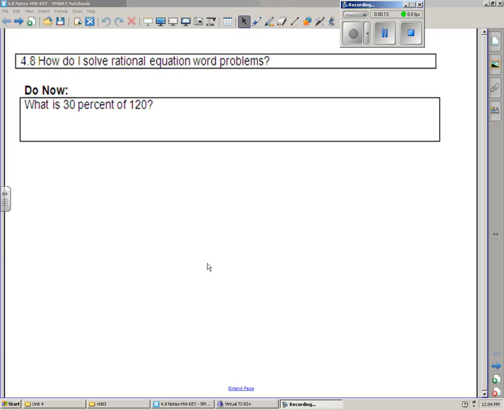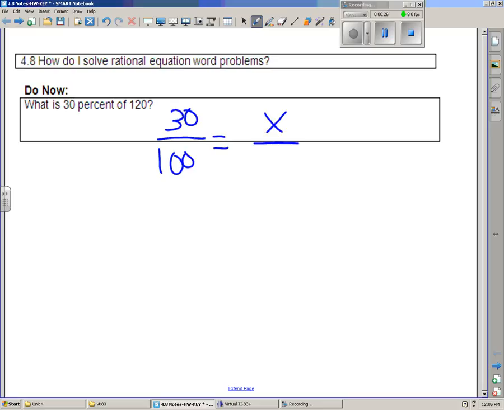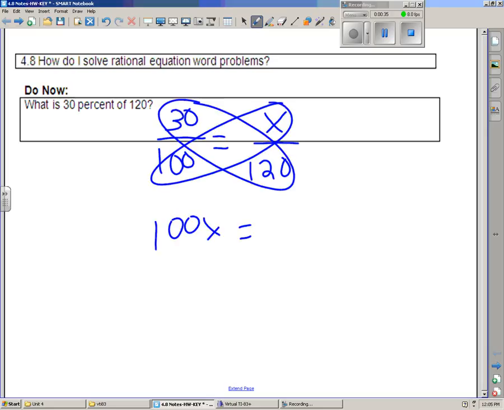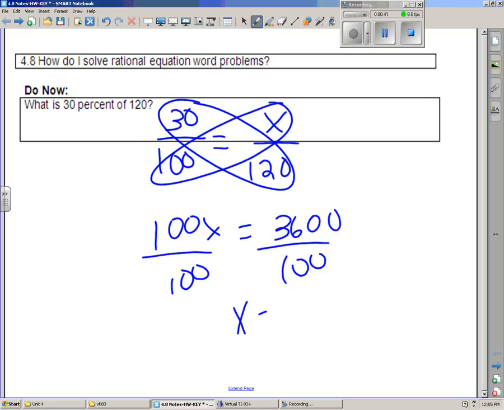And I think most people know that percent is always out of 100, and we always talk about percent out of 100 equals is over of. So most likely your percent proportion would be 30 over 100 equals x over 120. And then when you cross multiply, you get 100x equals 3,600. Divide both sides by 100, and x equals 36.